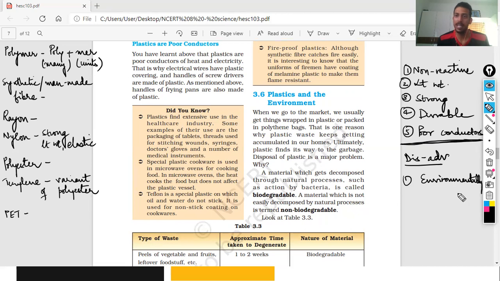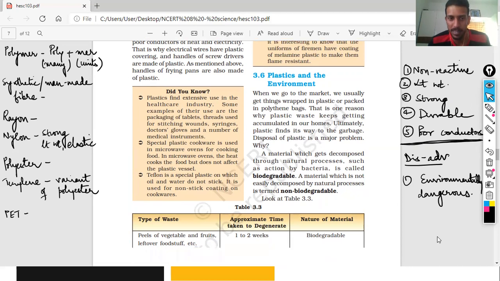It's environmentally dangerous. And how is it dangerous? Because unlike other materials, now you can consider, okay, there are some examples. We'll take the help of these examples here.